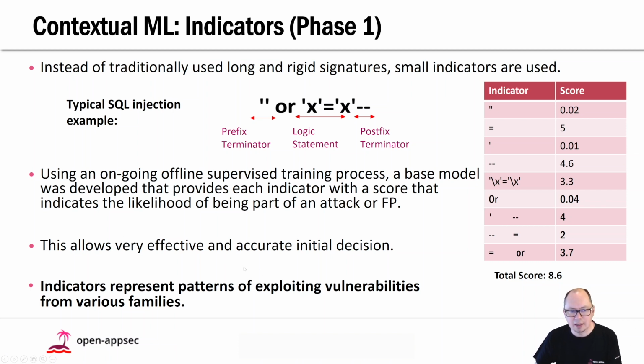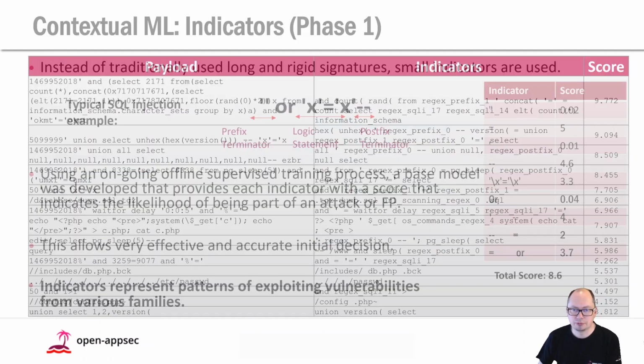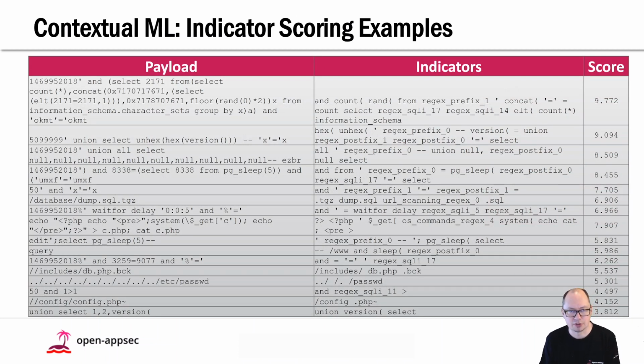So this already allows us to have a very effective determination for an initial decision. If we want to further analyze this and it looks more or less suspicious, we decide that it needs to be handed over to our phase 2 for deeper analysis.